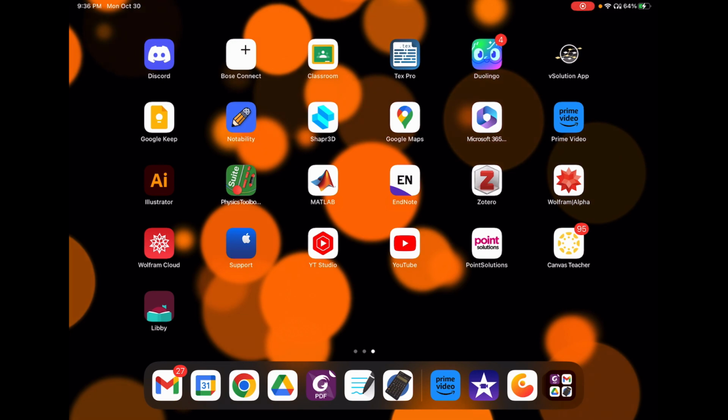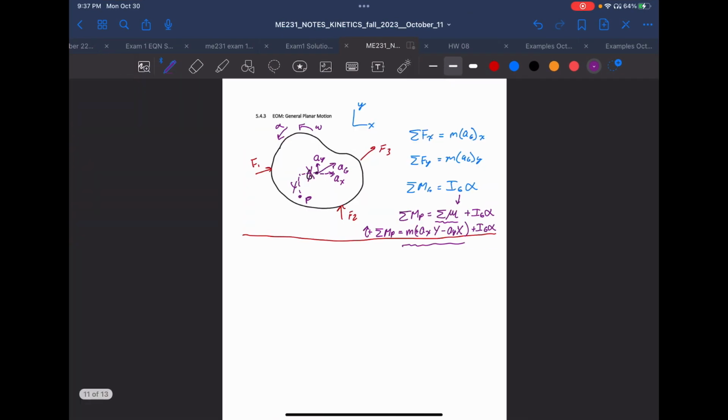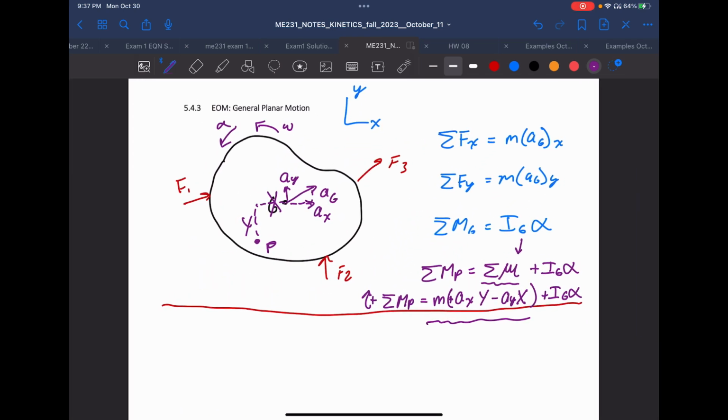And then just coming back here, keep that in mind for your general plane motion. If you can sum moments at the center of gravity, then you end up with just IG alpha as your only inertial term. If you can't, then you do have to include the components like so.